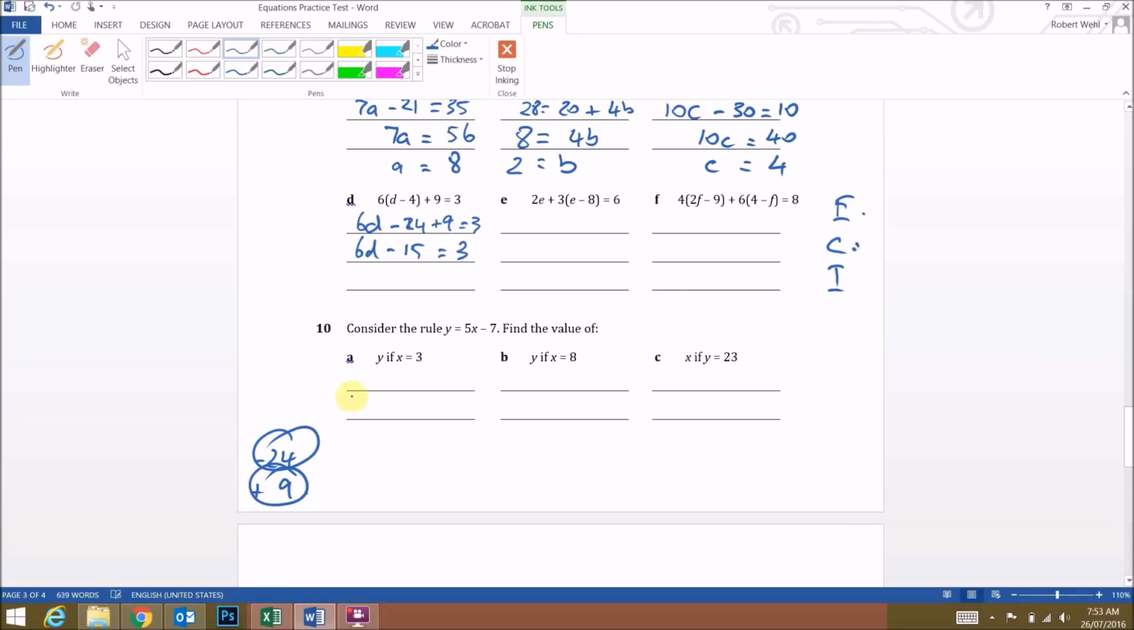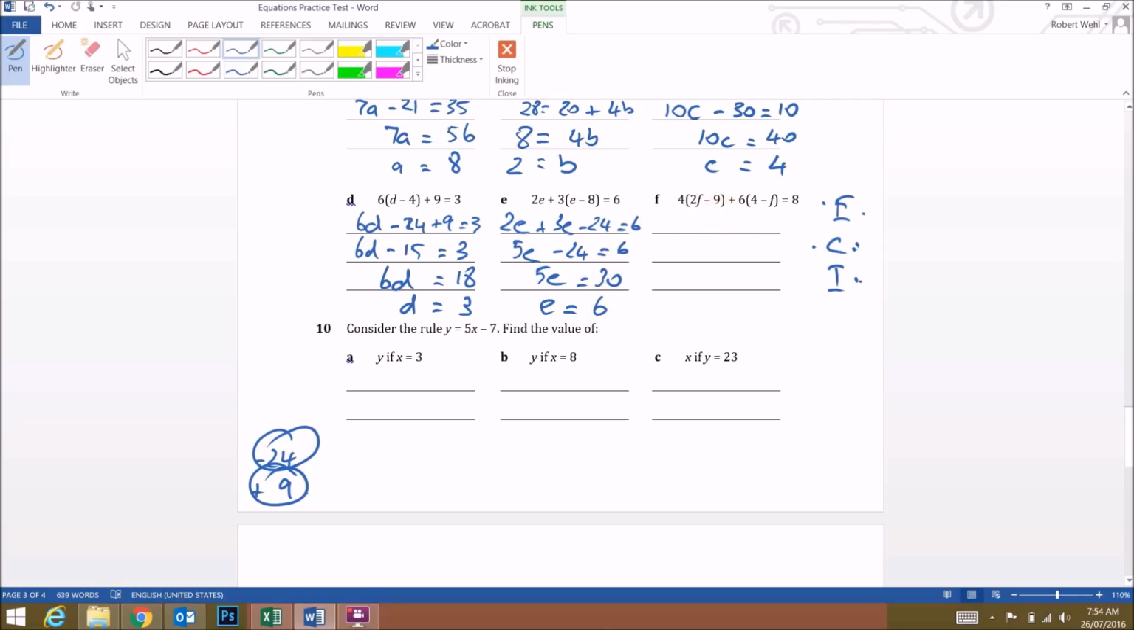Okay, so I've collected my like terms. Now I can isolate. I add 15 to both sides. All right, and now I divide by 6, which gives me 3. Once again, expand. Now I can collect. I have a 2e plus a 3e. That means I have 5e. Now I can isolate. I add 24 to both sides. And now I divide by 5.